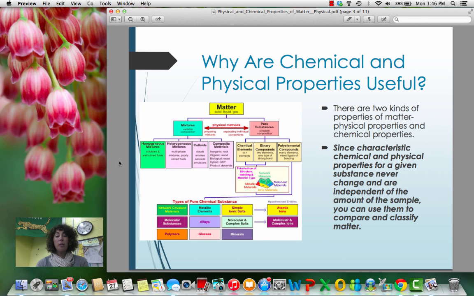So why else are they useful? Okay, we know that we have two types of properties. We have physical properties and we have chemical properties. And since we've learned that the properties are the same for a given substance, they do not change. It doesn't matter how much or the amount of sample that we have, then we can use them to compare and classify matter.